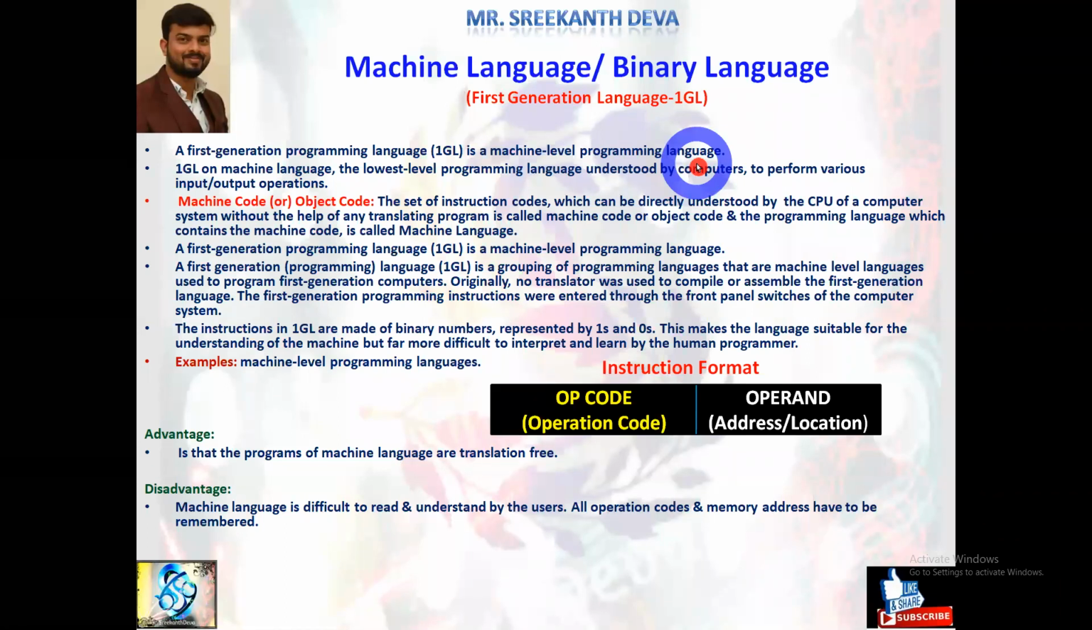In the machine level language, the set of instruction codes can be directly understood by the processor or CPU of a computer system without the help of any translating programs. Here no translators are required. Directly we are giving instructions in the form of low level language, that is called machine code or object code. And the programming language which contains the machine code is called machine language.